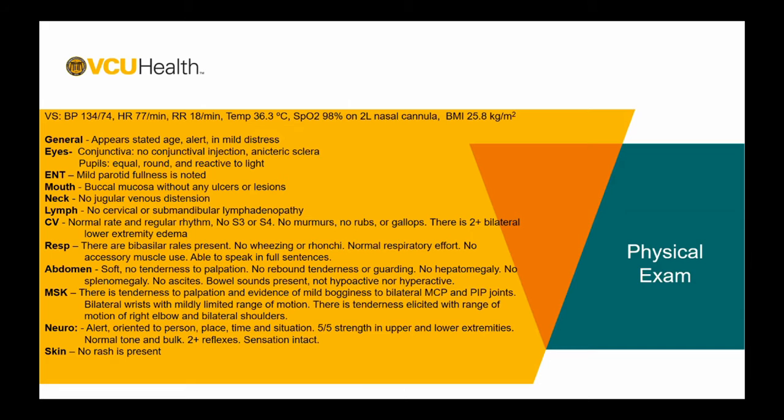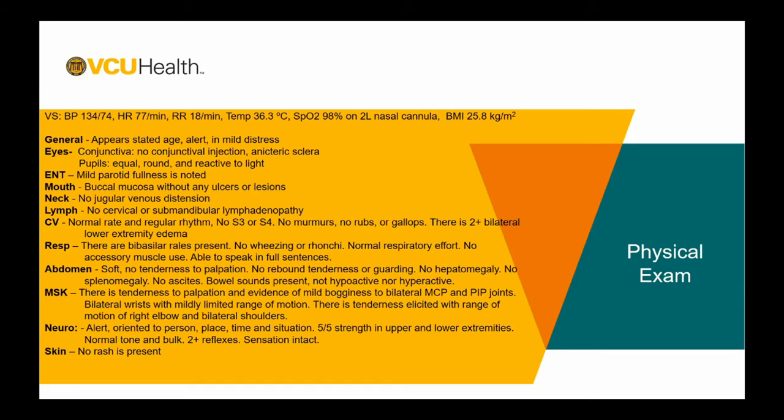On her MSK exam, it was notable for tenderness to palpation and evidence of mild joint bogginess to the bilateral MCP and PIP joints. There was also her bilateral wrists showed mildly limited range of motion. And there was also tenderness elicited with range of motion of her right elbow and bilateral shoulders.